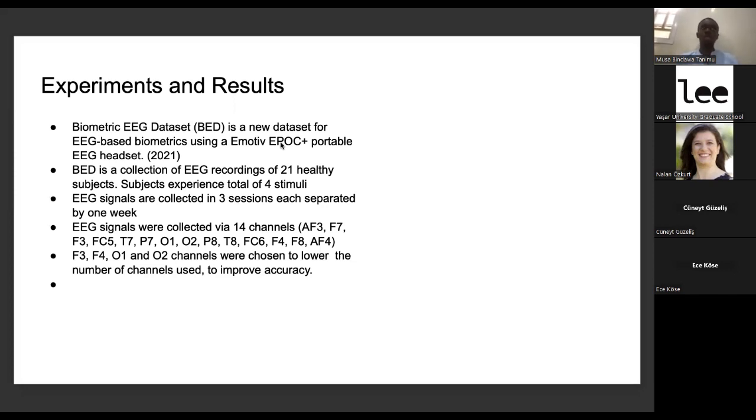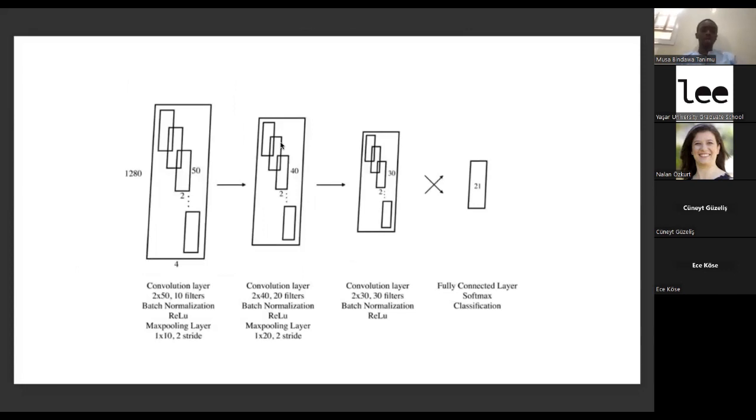One of the aims of our study is to reach an optimal number of channels for EEG devices in the future. So this is our network structure, which is a CNN. It has a convolutional layer with filter size of 2 by 50 and 10 filters, followed by batch normalization and ReLU layers with max pooling of size 1 by 10 and stride of 2. Then the next layers are shown on the graph. We also train it with stochastic gradient descent with momentum, with an initial learning rate of 0.01.